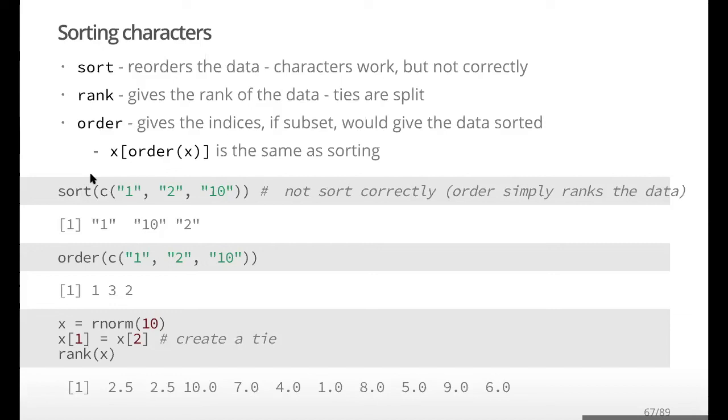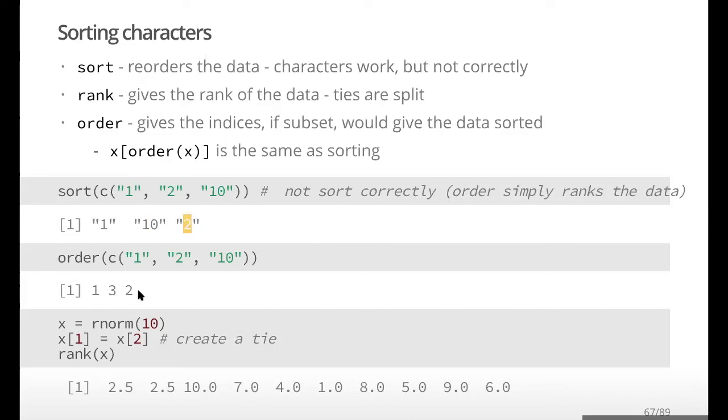So sort, we'll talk about sort, reorders the data. Characters work, but a lot of times it does not sort the data in the way you think. Rank gives the rank of the data. Ties are split. Order gives the indices if you subset the data sorted. For example, you say sort 1, 2, and 10. They're characters, and it says 1, 10, and 2. You're like, what's going on here? I don't know why that's happening. It's because it sees the first element, the first place of this is 1, and then 2. That's how it sorts it. It simply sorts the data.